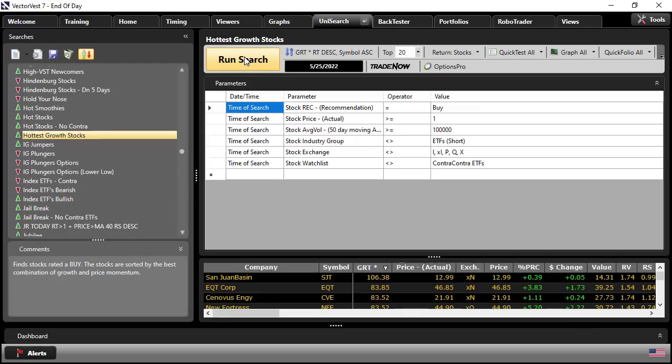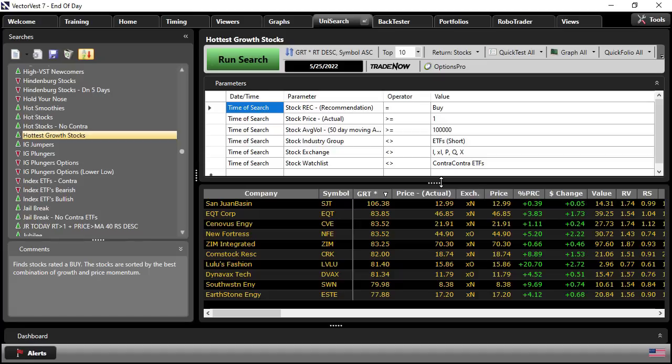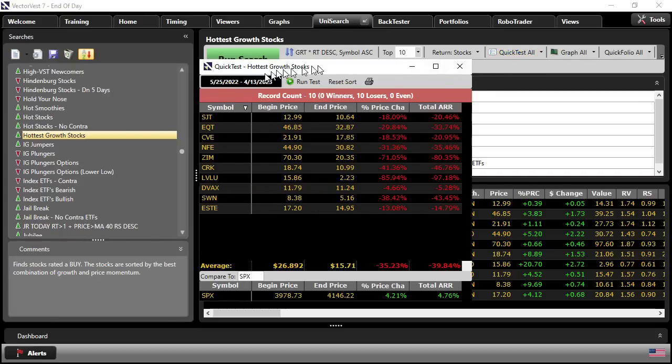And let's run that search on that date, and I'm going to limit it to the top 10. And I can scroll that up a little bit so we can see the search results. And I'm just going to quick test this basket of stocks. So these are the stocks that were at the top of the list on the evening of the 25th. I'm going to quick test them to our exit date of June 10th. So right now we see they got crushed, running them to current.